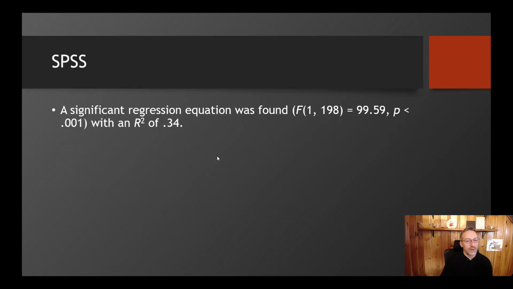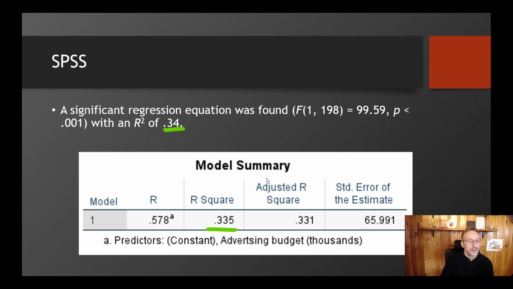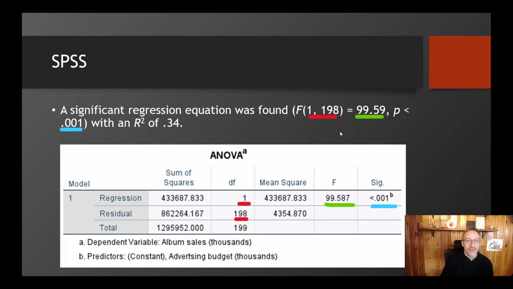And this is how we would write that part up. A significant regression equation was found. F(1, 98) are degrees of freedom. What the F statistic was, 99.59, and then our p-value, P less than 0.001, and also report the R squared of 0.34. We got that from that model summary, the 0.34, and we got everything else from the ANOVA table, the 1 and the 98, the 99, and the P less than 0.001.